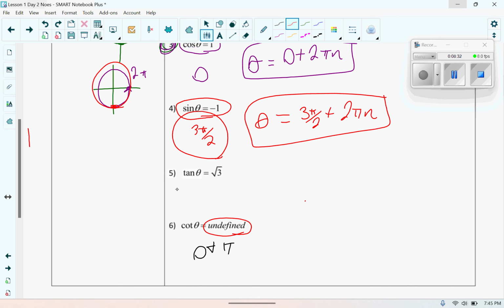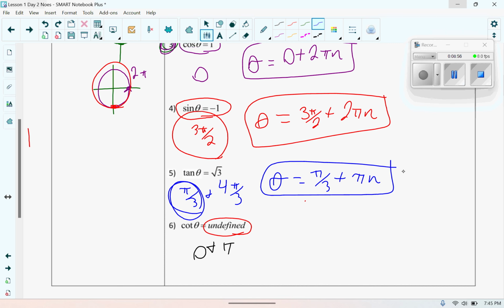Okay, so tangent, I erased everything, sorry. Tangent of theta equals the square root of 3, and that happened 2 times, at pi over 3 and 4 pi over 3. Let me just write this down. So again, it doesn't matter which one you choose. I'll choose that one. And I'll say pi over 3 plus, and now we're back to pi n because it happens 2 times around the unit circle.